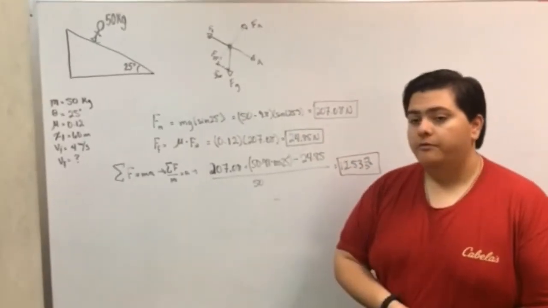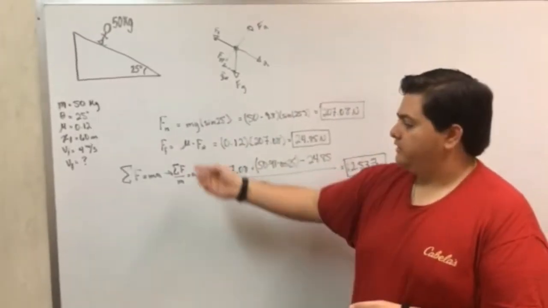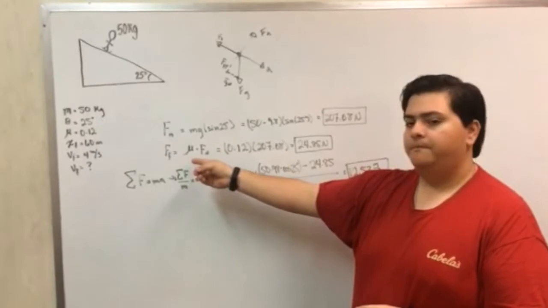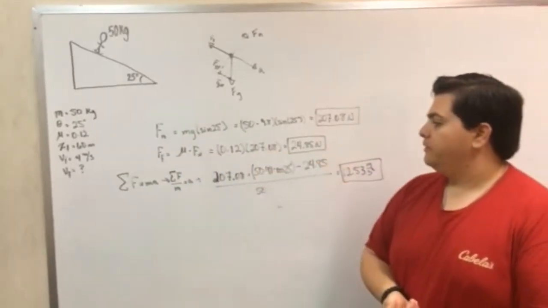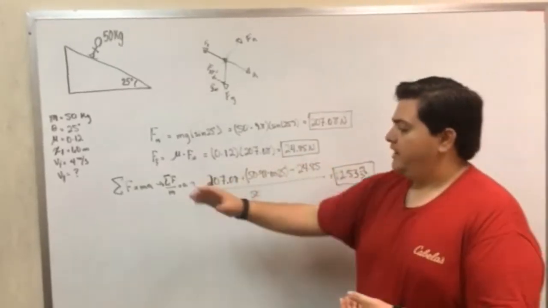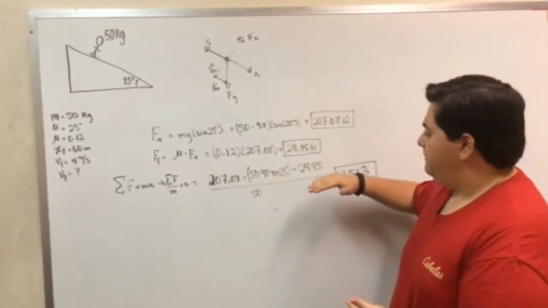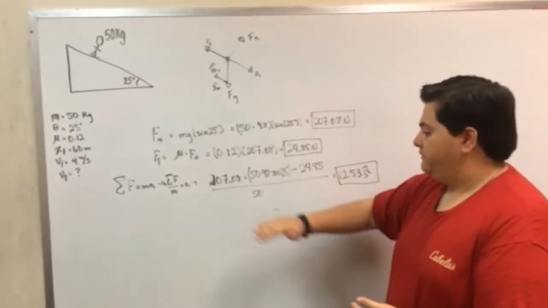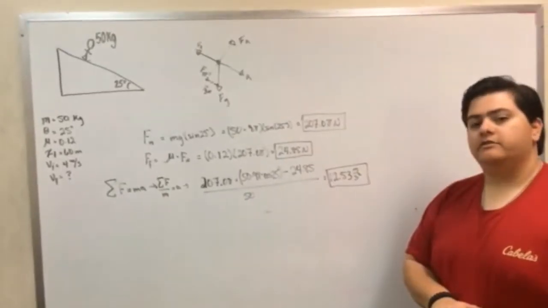Now that we have the normal force, we're going to find the force of friction. The force of friction is solved for using the coefficient of friction and the normal force, so you multiply those together to get your force of friction. It's 24.85 newtons. Now we're going to plug that into Newton's second law, so we have the sum of all the forces on top. Remember, friction is in the negative direction. Divided by the mass, that gives you an acceleration of 12.53 meters per second squared.